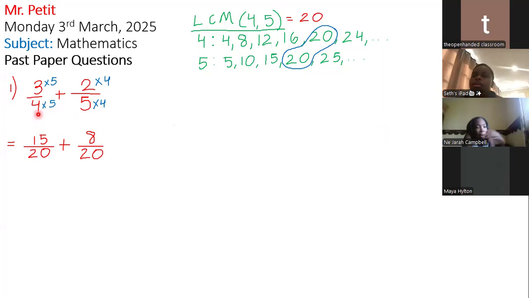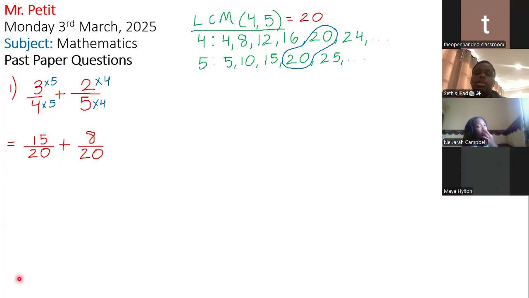What times 4 gives me 20? 5. Very good. What is 4 times 5? 20. Good. Whatever we do to the bottom, we must do to the top. 3 times 5 is what? 15. Very good. And what times 5 gives me 20? 4. 5 times 4 is 20, and 2 times 4 is 8. Very good.